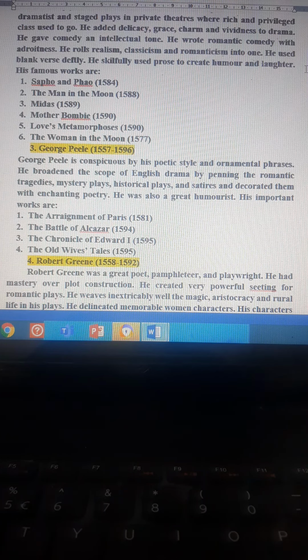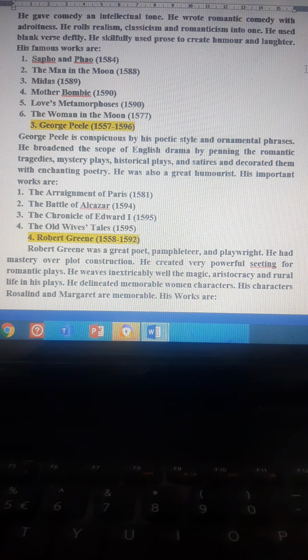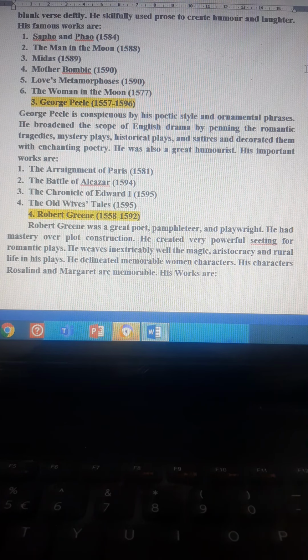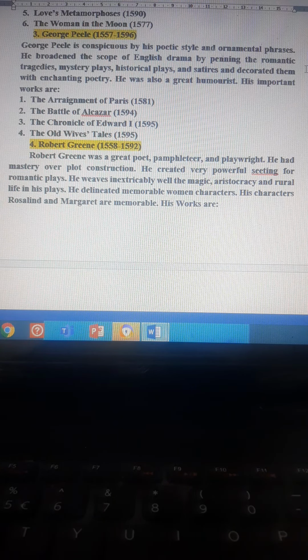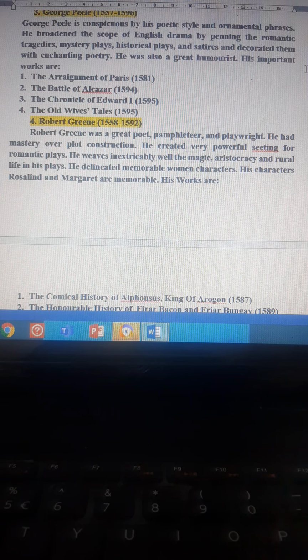The next one is George Peele. He was born in 1557 and died in 1596. George Peele is conspicuous by his poetic style and ornamental phrases. He broadened the scope of English drama by penning romantic tragedies, mystery plays, historical plays, satires, and decorated them with enchanting poetry. He was also a great humorist. His important works are The Arraignment of Paris, 1581, The Battle of Alcazar, 1594, The Chronicle of Edward I, 1595, and The Old Wives' Tale, 1595.